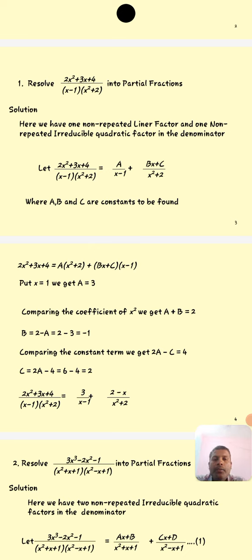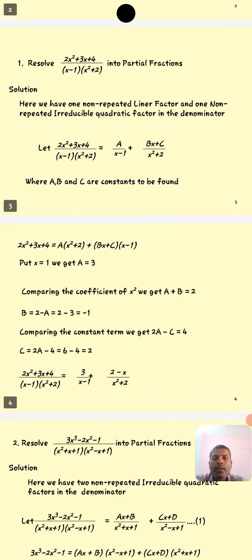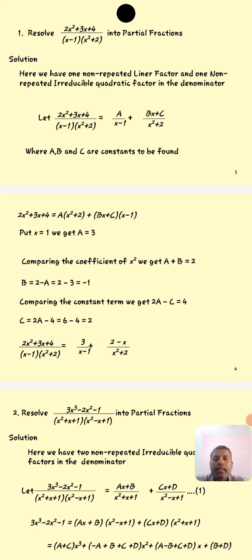These three values we have to substitute in the main equation in the place of a, b and c. Then after that we get (2x square plus 3x plus 4) divided by (x minus 1) into (x square plus 2) is equal to, in the place of a, the value 3, so 3 divided by x minus 1, plus the b value, minus 1, into x, and the c value, 2, so we write minus x plus 2.